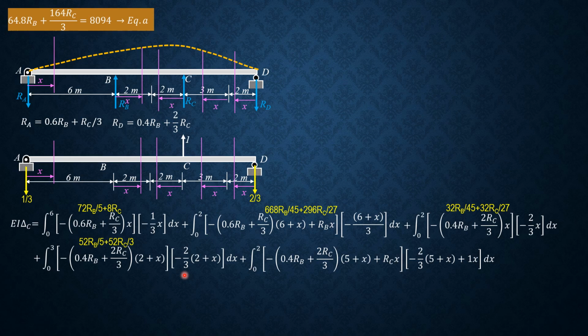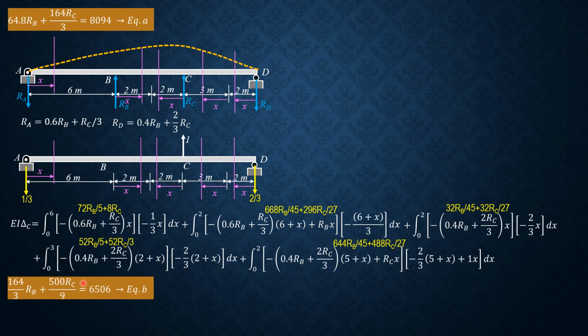Then here we have 52 over 5 RB plus 52 over 3 RC. Then here you have 644 RB over 45 plus 488 over 27. So combining like terms, EI delta C, then we have this equation, 164 RB plus 5000 over 9 RC, that's for delta C. Then equated to the deflection at C when the supports are removed, 6506 over EI.